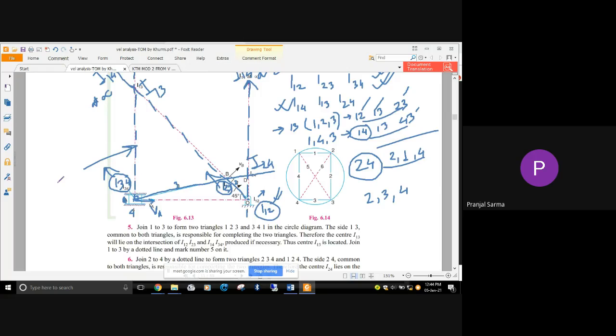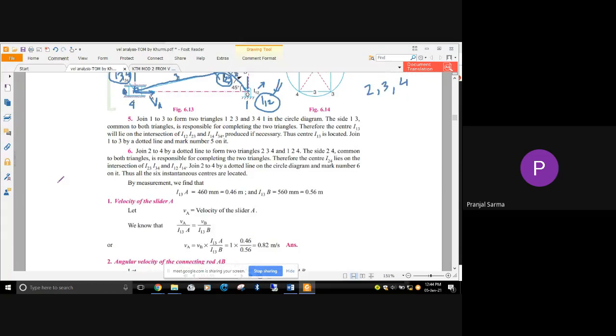Okay. So now we already know the ratios. Now see, if I measure, the I13A length has come as 0.46 meter. Similarly, I13B by measurement has come as 0.56 meter. That is by measurement. You can directly utilize the scale, find out how many centimeters you have obtained, and convert as per the scale that you considered previously while drawing the configuration diagram.